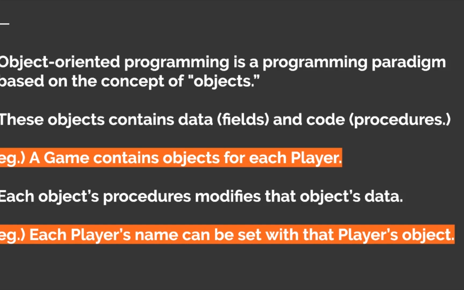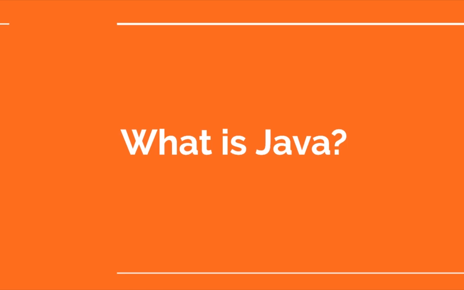And you can contain and create multiple player objects through one player class. So that is object-oriented programming. Now, one example of an object-oriented programming language, so one programming language that can follow the paradigm of objects, is Java. So let's answer the question, what is Java?